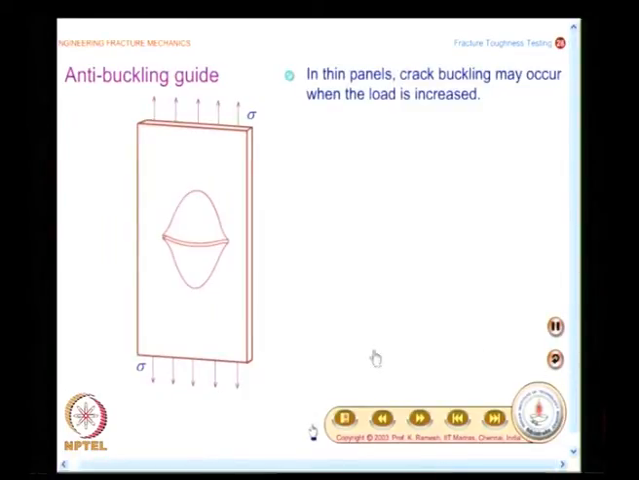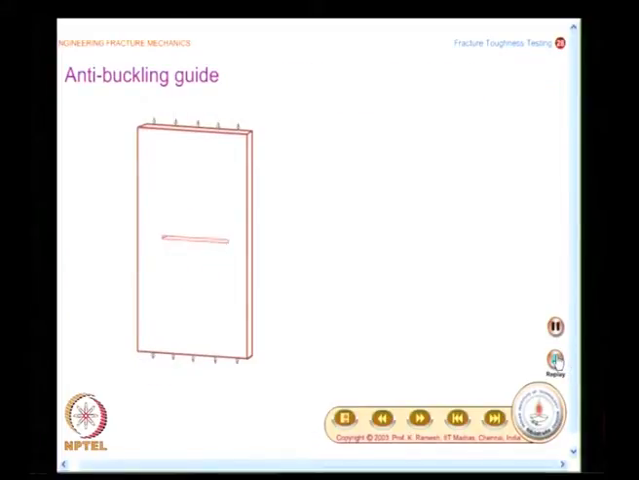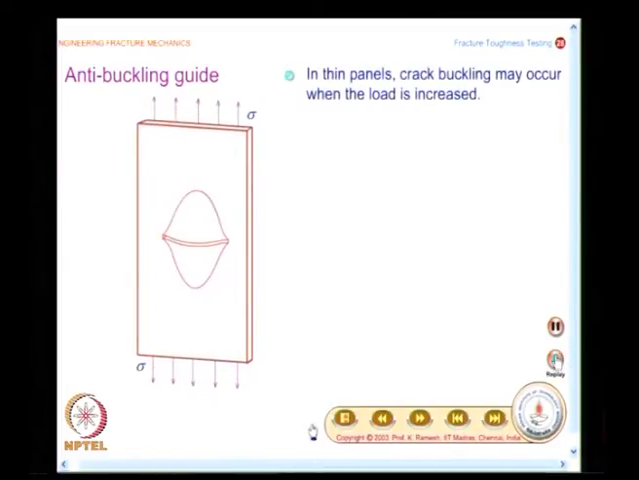And this is a very interesting observation. I have a thin panel and I have a crack, and the title of the slide says it is anti-buckling guide. I will repeat the animation. You could see when the loads are applied, the region near the crack buckles. Do you know why this happens? I am applying only a tension. Why does buckling take place near the vicinity of the crack?